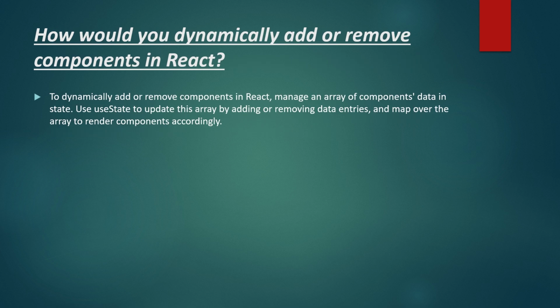Now let's move to the different question. How would you dynamically add or remove components in React? To dynamically add and remove components in React, manage an array of component data in state. Use state to update this array by adding or removing data entries and map over the array to render components accordingly.